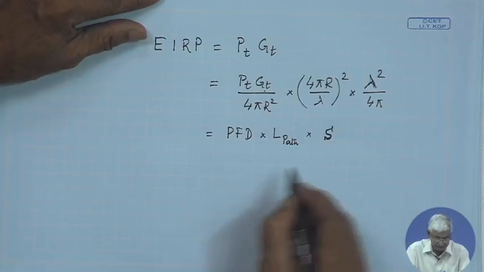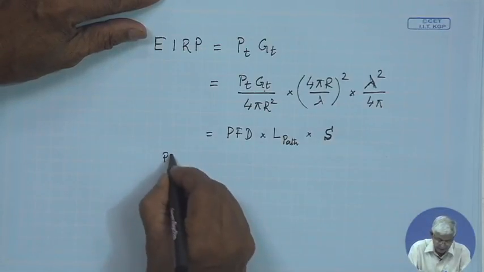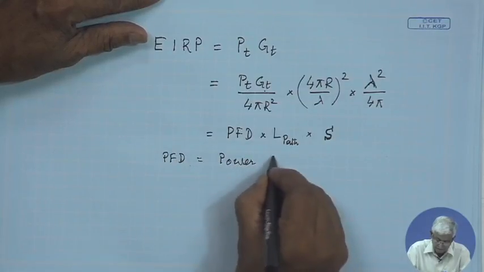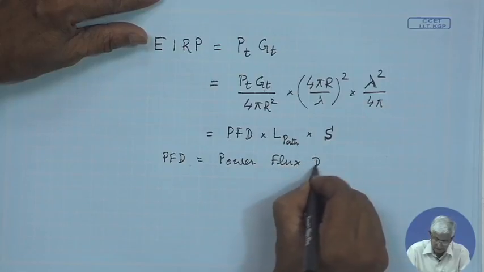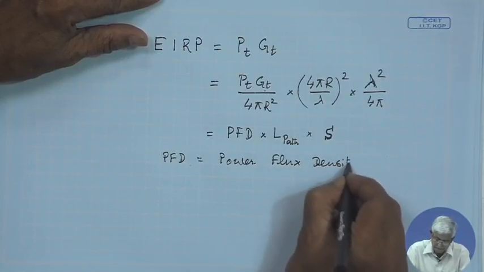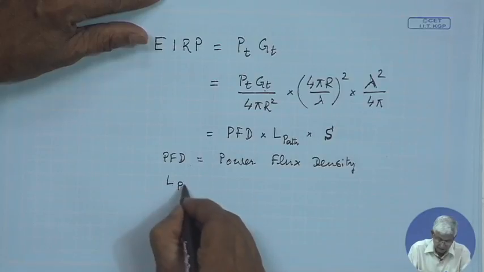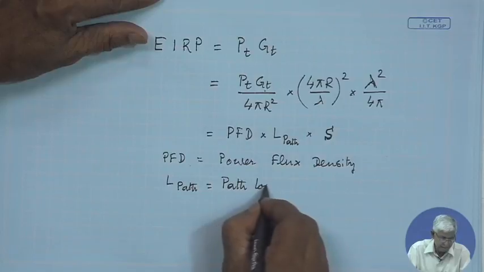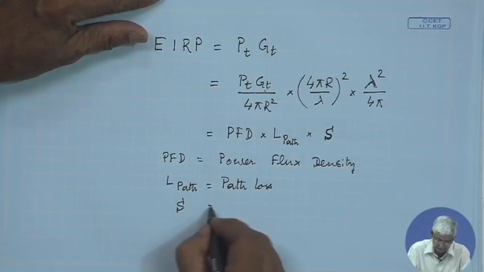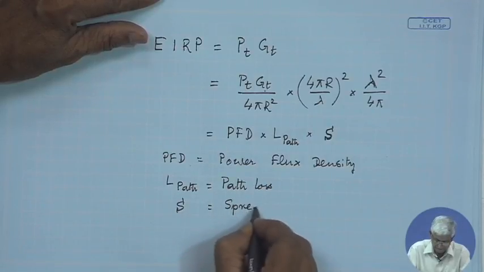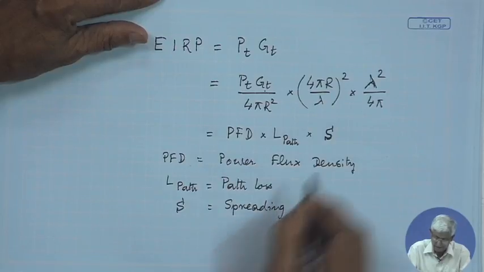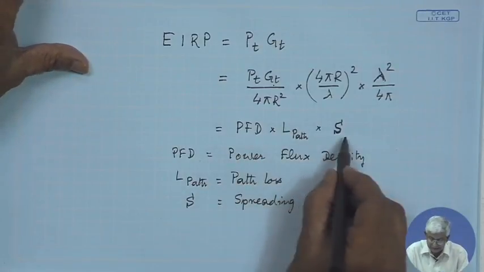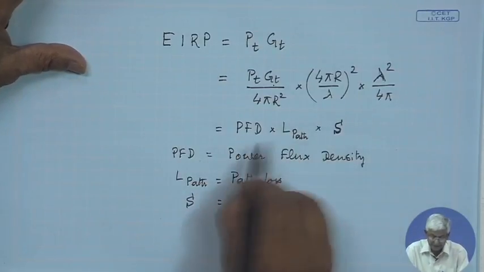So, let us write it down. PFD stands for power flux density. This is known. L path is path loss, and this we simply call spreading, for a particular frequency, right. Now, this is in ratio. Okay. Let us write it in dB terms.